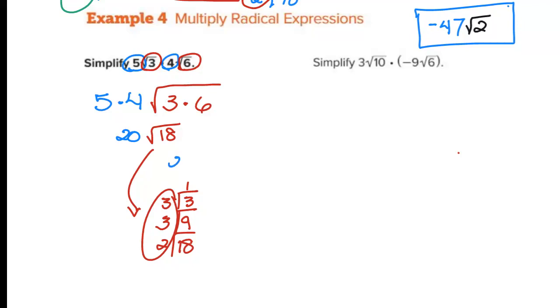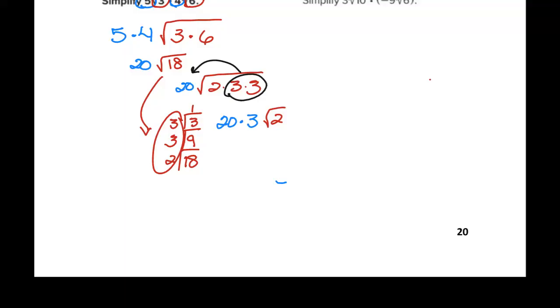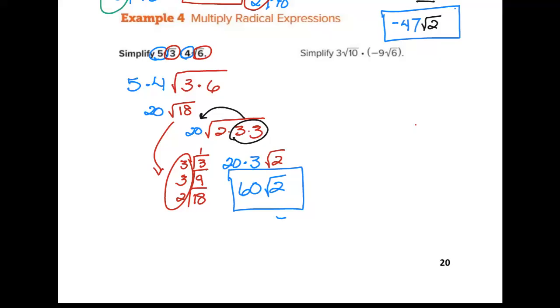So I rewrite these. 20, still on the outside, times 2 times 3 times 3. Now you have a pair of 3's. Kick that out. Remember, that gets multiplied. So that's 20 times 3 times the square root of 2. 20 times 3 is 60 times the square root of 2. Bada boom, bada bing. Whew!